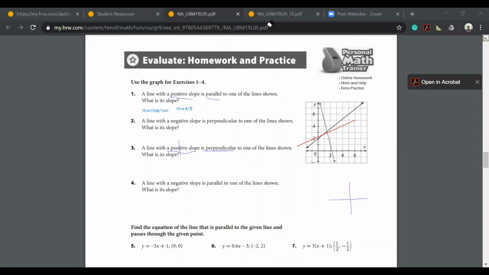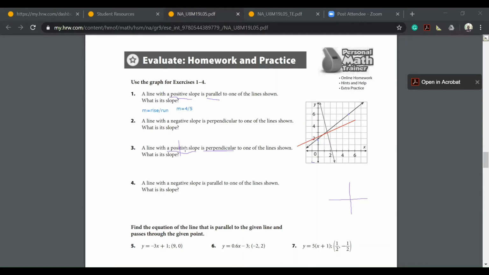Let's think about this line, girls. This line is perpendicular to the negative slope one, but this line is coming from the left to the right. It is going up, and up means increase, and increase means positive slope. So actually, the line he wants me to find the slope of is the red line, which is perpendicular to the negative slope line, not the positive slope line.